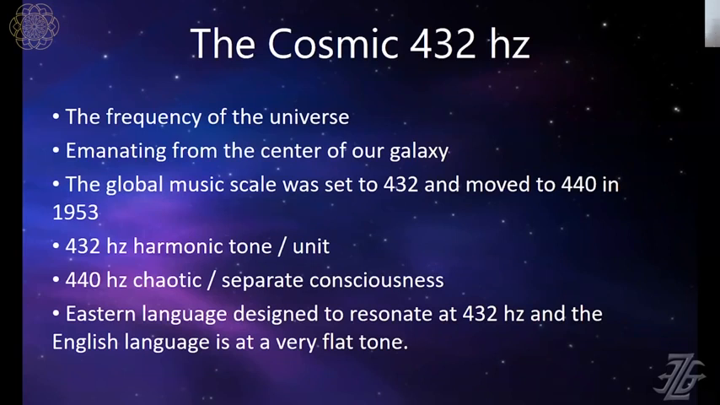Also, the global music scale was set to 432 hertz and moved to 440 hertz in 1953. Originally, the global music scale, meaning what we base our musical tuning off, right now, for example, if you get a guitar tuner and you're going to tune your guitar, it's based on A equals 440. So before 1953, A equaled 432.